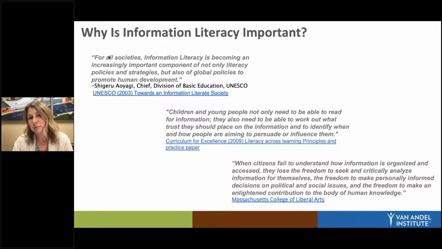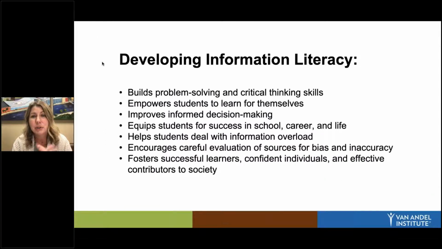And I like this last one in particular. When citizens fail to understand how information is organized and accessed, they lose the freedom to seek and critically analyze information for themselves, the freedom to make personally informed decisions on political and social issues, and the freedom to make an enlightened contribution to the body of human knowledge. So I like this, tying it to freedom, that if we don't have, as a society, that fundamental ability to know whether our sources are true, we lose the freedom to make good decisions. So I kind of boil it down practically: what does that mean for you and your students?